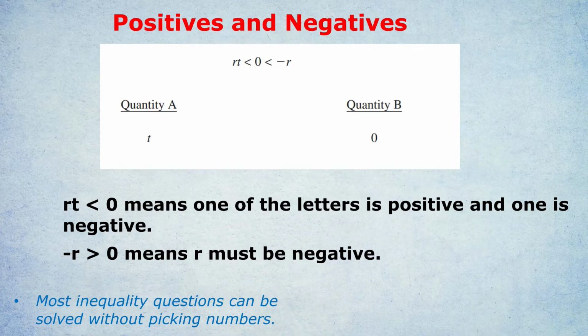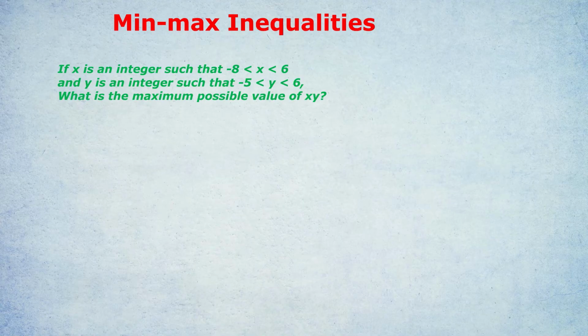Let's get to the next one. Min-max inequalities. This one's a fairly lighter one, just a little interlude before we finish off with the hardest stuff. If x is an integer such that minus 5 is less than x, which is less than 6, and y is an integer such that minus 5 is less than y is less than 6, what is the maximum possible value of xy? A relatively common question type, and there's just a simple trick to it, and once you've seen that trick, you should never fall for the trap. If you want to, pause the video and have a go, or I'll just quickly explain.